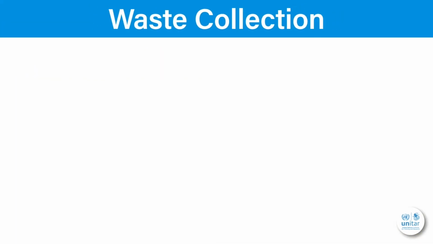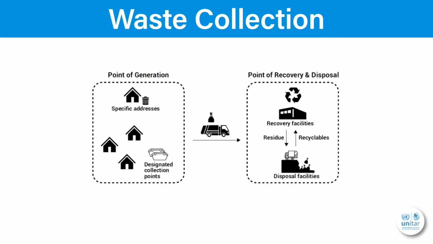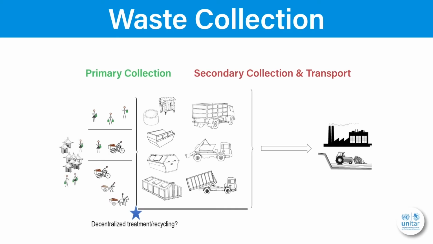Let's briefly recap on the waste collection system. It involves access and collection of waste from the point of its generation and its transport to a point of recovery and/or disposal. Typical for low and middle income settings is a two-step collection system. Primary collection, where waste is collected in the neighborhood and moved to a collection or transfer point. And secondary collection, where waste is transported from the collection point to the recovery or disposal site. Vehicles used for these different steps of the system will vary accordingly.